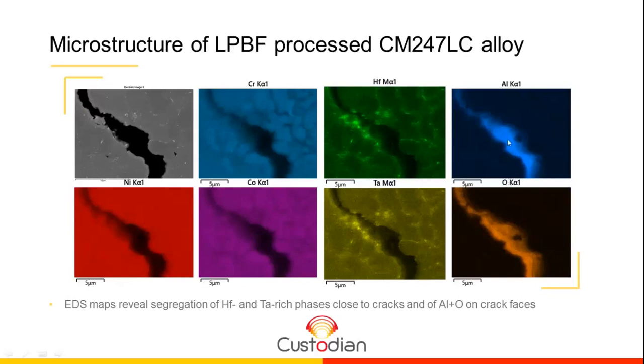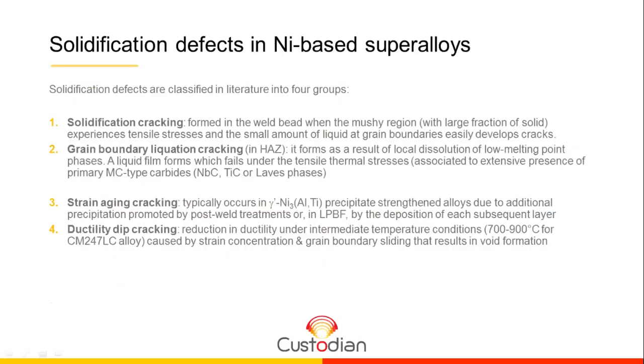All those segregations are considered quite important because they make the solidification range wider, and this helps in promoting a crack. Based on this information and also based on the literature, we can distinguish in nickel-based superalloys among 4 different sources of defects. The most important for us are the first two.